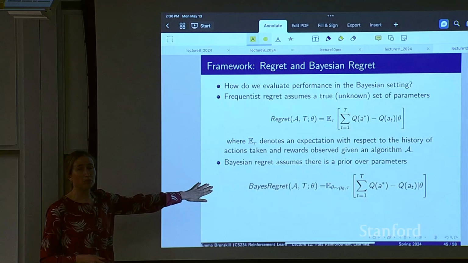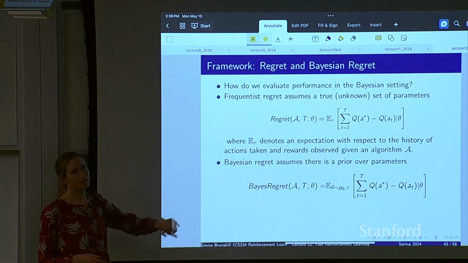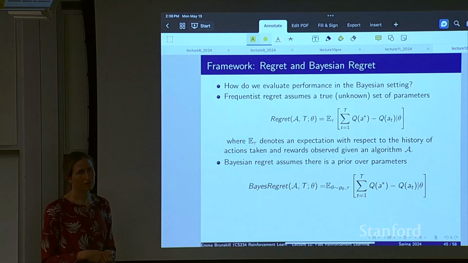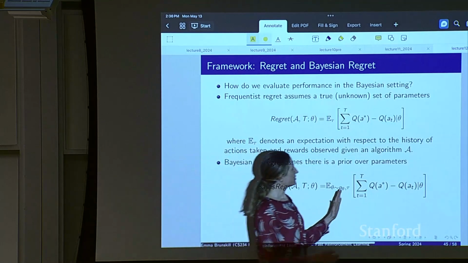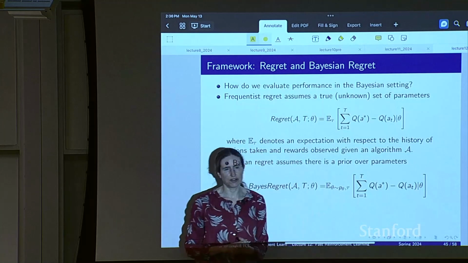Bayesian regret assumes there's a prior over the parameters. And so when we talk about regret, we're actually taking an expectation with respect to that prior. So this looks exactly the same as the frequentist regret, but now we have this outer expectation over theta.